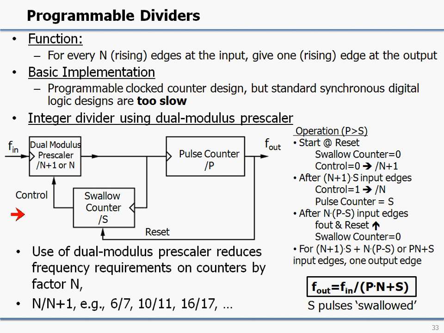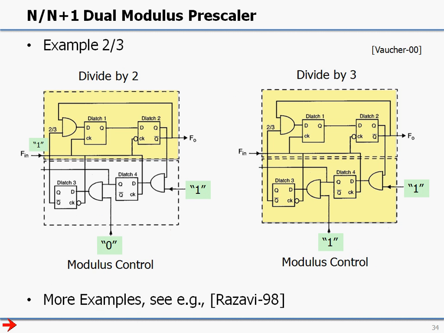For these dual modulus prescalers, typical numbers are 4, 5. I think in an earlier presentation, an example was given by 4, 5. You find 6, 7, 10, 11, 16, 17, and many more. In fact, the example I'm going to show here is a 2-3 divider example because we will need it later for later architectures.